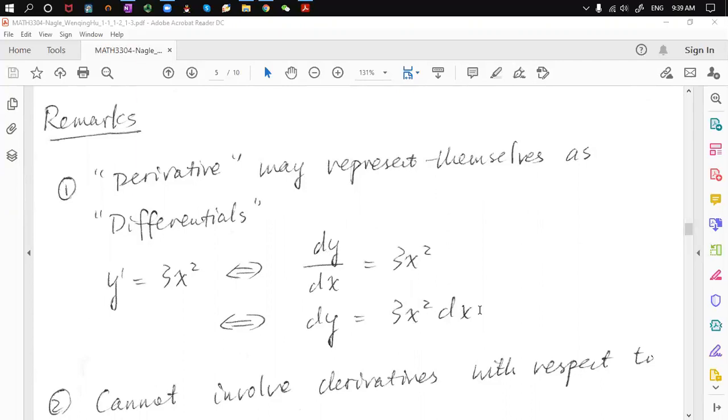Okay, so this is a very important point that you will soon see becomes very important for helping you to understand differential equations.